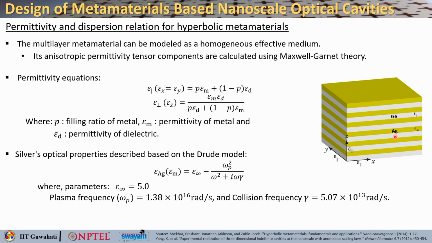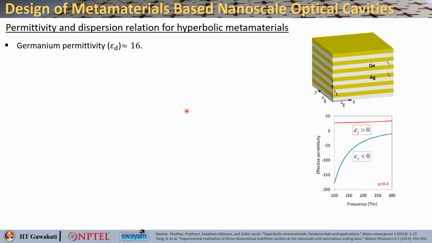So, because you are using silver, you can use Drude model for describing the optical properties of silver. So, you can use this formula epsilon ag, that is your epsilon m here, that can be written as epsilon infinity minus omega p square divided by omega square plus i omega gamma. So, epsilon infinity is the background permittivity, okay, which is 5 for silver. The plasma frequency is 1.38 into 10 to the power 16 radian per second, and the collision frequency gamma is given as 5.07 into 10 to the power 13 radian per second. So, with this you can put it here and you can calculate the values.